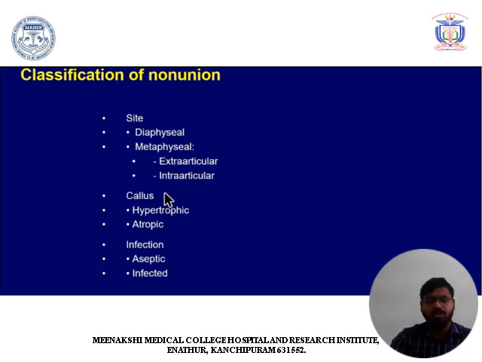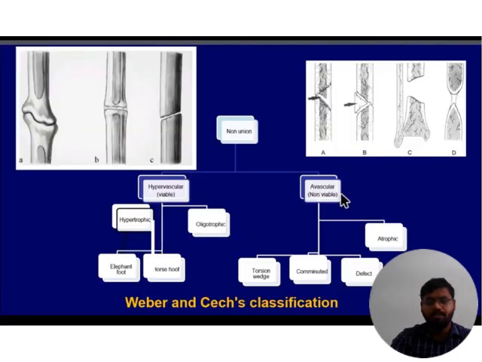So coming to classification of non-union. Non-union can be classified based on site, whether it is a diaphyseal injury or a metaphyseal injury. If it is a metaphyseal injury, it can be divided into intra-articular and extra-articular. Depending upon the callus formation, the non-union can be atrophic or hypertrophic. In atrophic type, there will be complete blunting of the bone edges. In hypertrophic, there will be callus formation, but it will not have the potential for bone healing. With infection, you always find out whether it is aseptic or infected.